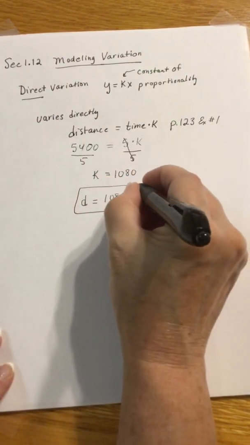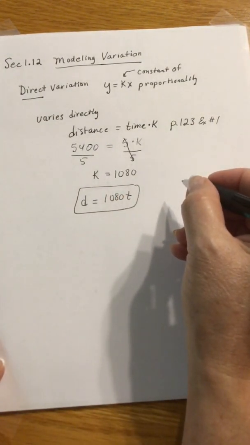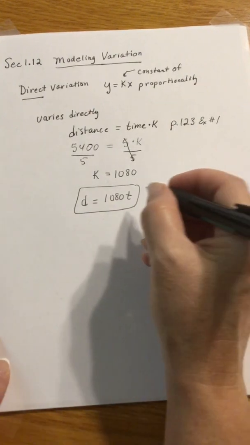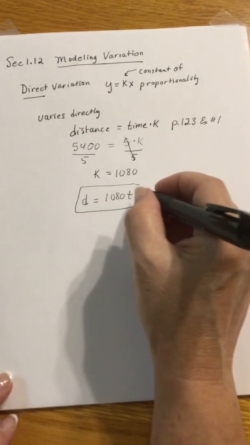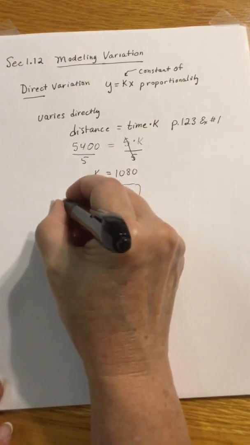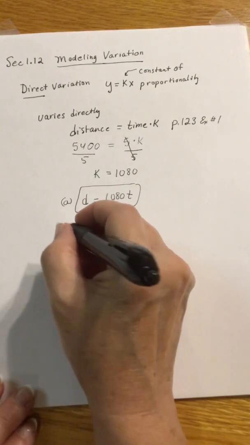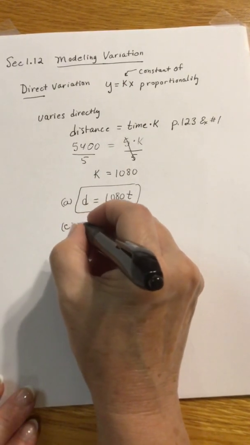So that would be our first question. It says the thunder is 5,400 feet away, takes 5 seconds to reach you, determine the constant of proportionality and write the equation for the variation. So now this is our equation that we can use now to find other things. So this was the A answer. The B answer asks us to sketch the graph, but we're not going to do the graph, so we're going to go to C.